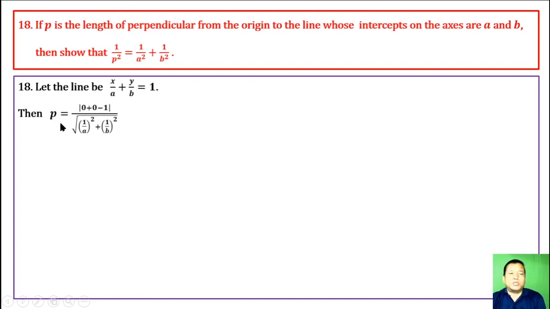Therefore, p, which is the length of the perpendicular drawn from the origin to the above line, putting x and y equal to 0, minus 1 transposed to the left hand side, taking modulus, all divided by the square root of the coefficient of x, that is 1 by a whole square, plus the coefficient of y, that is 1 by b whole square. Simplify, and we get the result.